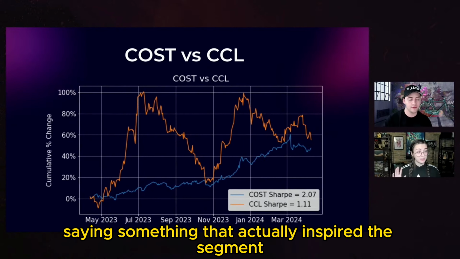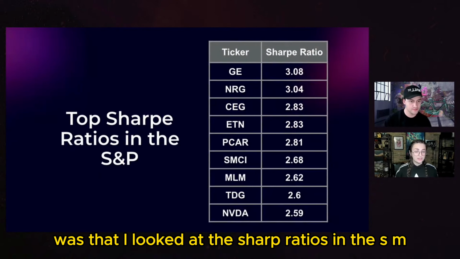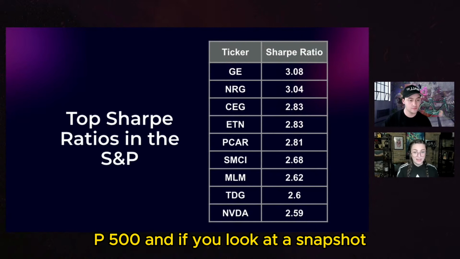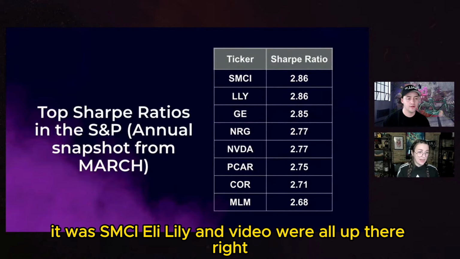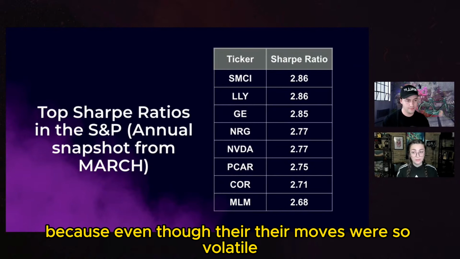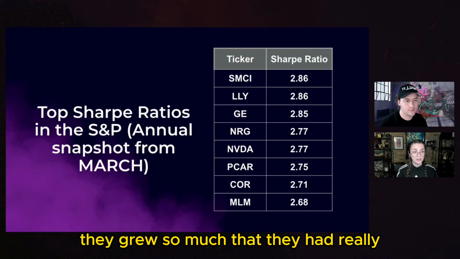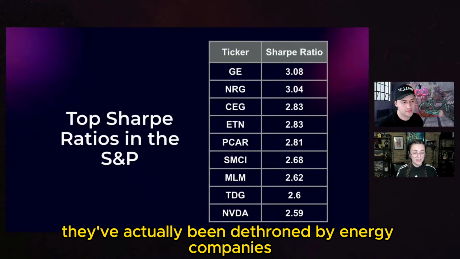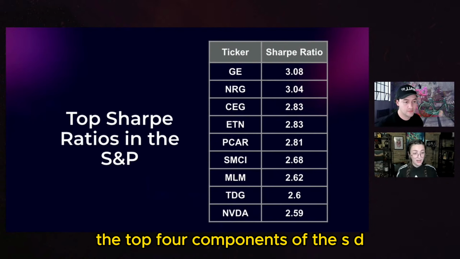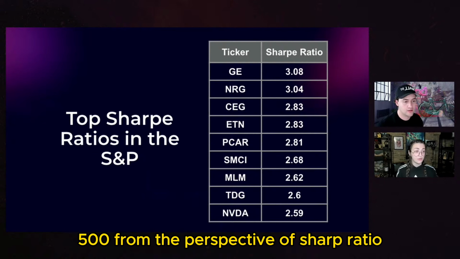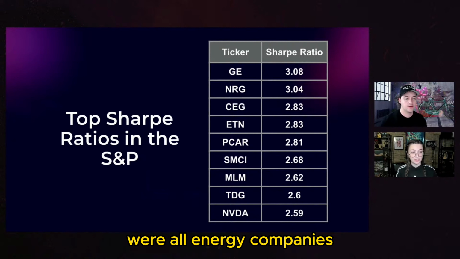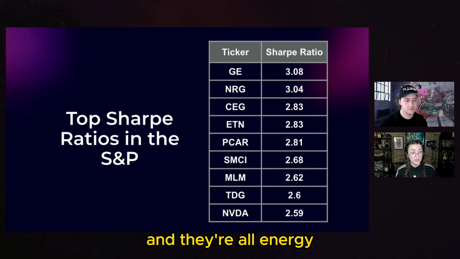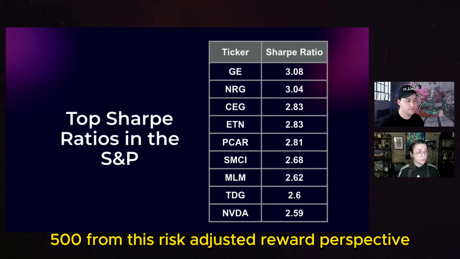Does that make sense? Yes. Something that actually inspired this segment was that I looked at the Sharpe ratios in the S&P 500. In a snapshot, SMCI, Eli Lilly, and NVIDIA were all up there, because even though their moves were so volatile, they grew so much that they had really high Sharpe ratios. But now, because they've been a little more stagnant, they've been dethroned by energy companies. The top 4 components of the S&P 500 by Sharpe ratio were all energy companies: General Electric, Energy, CEG, and ETN. So energy is actually dominating the S&P 500 from this risk-adjusted reward perspective, which I found really interesting.